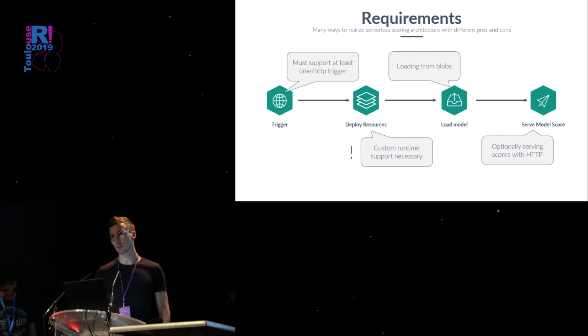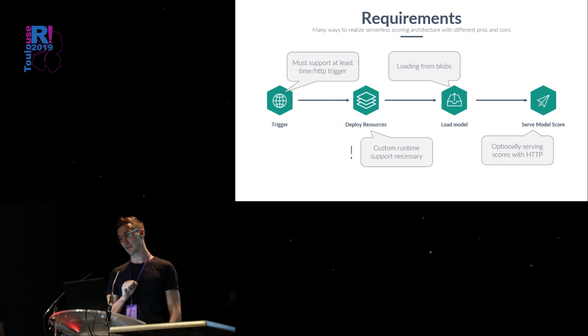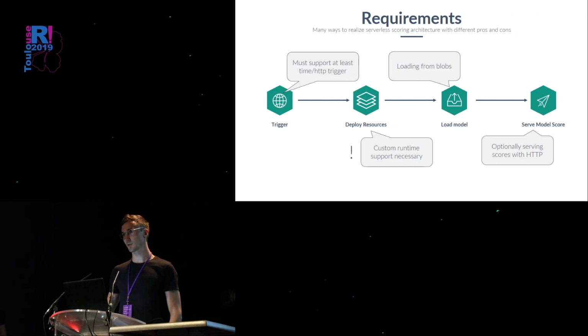So in a sense, what we wanted to do, we wanted to be able to support different triggers. At the minimum, we wanted to be able to respond to HTTP requests and to have a function run on a schedule. Deployment of a custom runtime should also be supported. Some of our data scientists used to work in Python and some in R, so it was a huge requirement that both runtimes should work equally well. It should be possible to easily load model objects and at the end also serve them in an easy way.